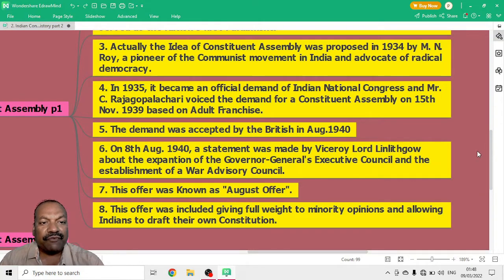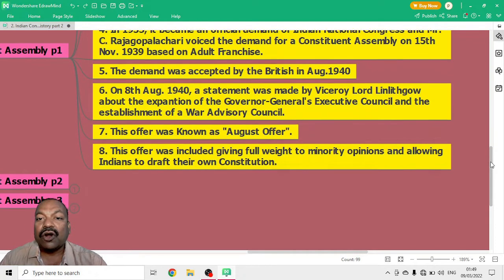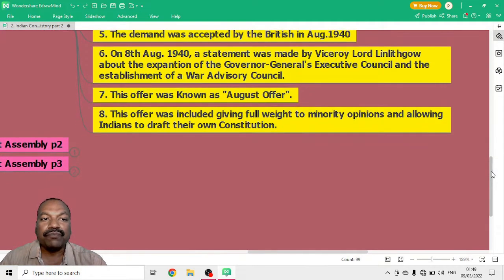In 1935, it became an official demand of the Indian National Congress, and Mr. C. Rajagopalachari voiced the demand for a constituent assembly on 15th November 1939, based on the principle of adult franchise. Now this demand was accepted by the British in August 1940.